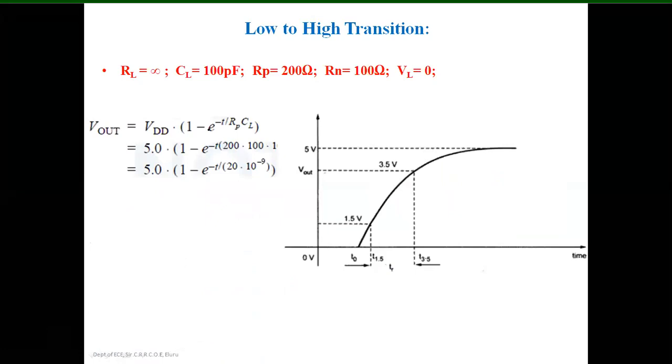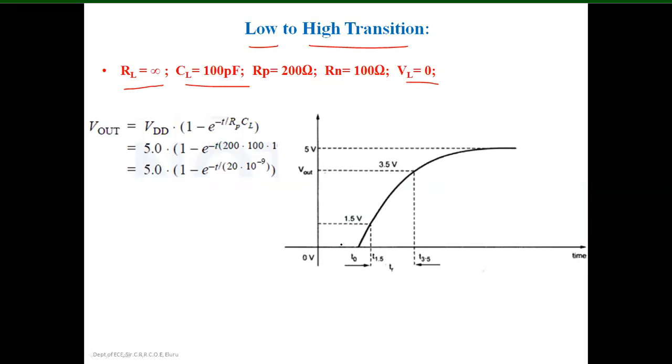So now here is the calculation for the rise time. Rise time refers to the change of state from the low to high transition. We will consider the same configuration, the same values. So RL is infinity. Since RL is infinity, VL is 0, because there will not be any voltage drop across the load. Take the capacitive load as 100 picofarads, and take RP and RN as 200 and 100 ohm resistances.